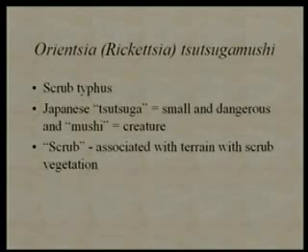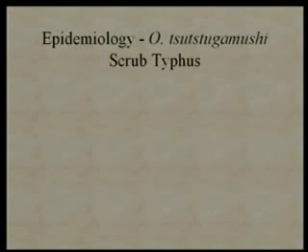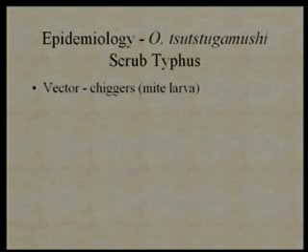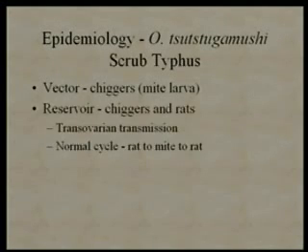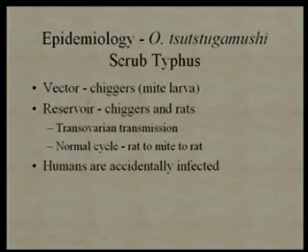The reason it's called scrub typhus is because it's found in terrain with scrub vegetation, which is where it's picked up. In this case, the vector is a chigger, which is the larval form of a mite. So we get chigger bites. And the reservoir is the chigger itself. So there is transovarian transmission in the chiggers and also in rats. And we become accidentally infected from the bite of the chigger.